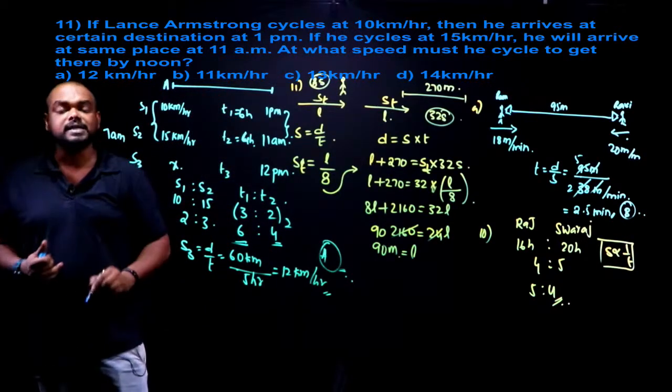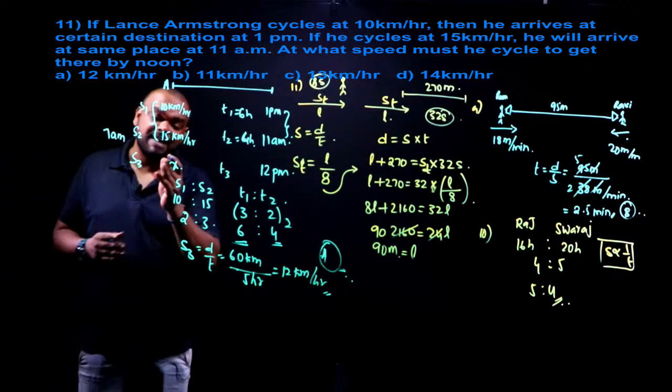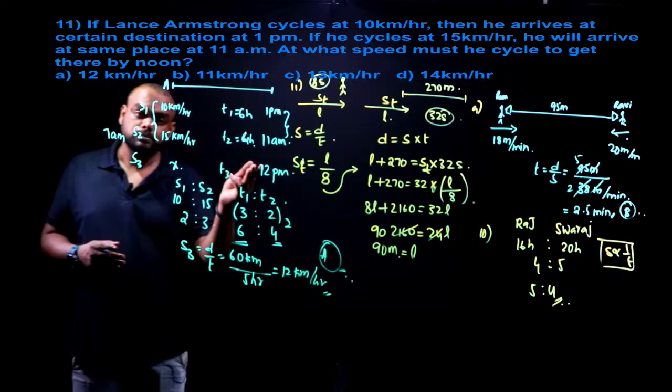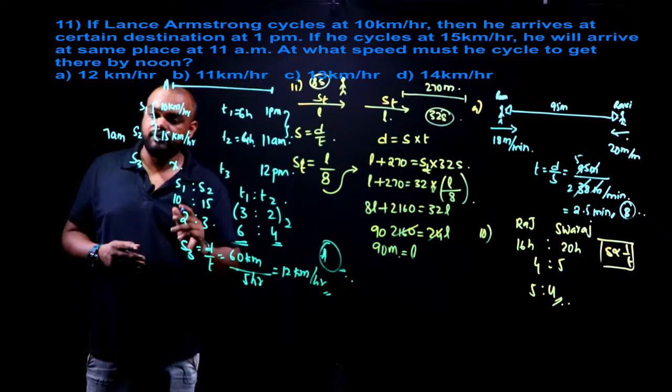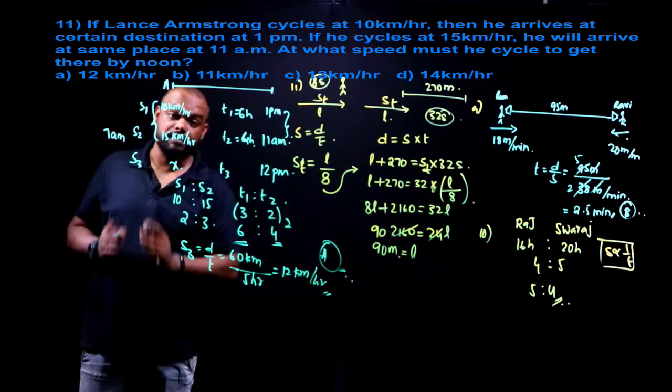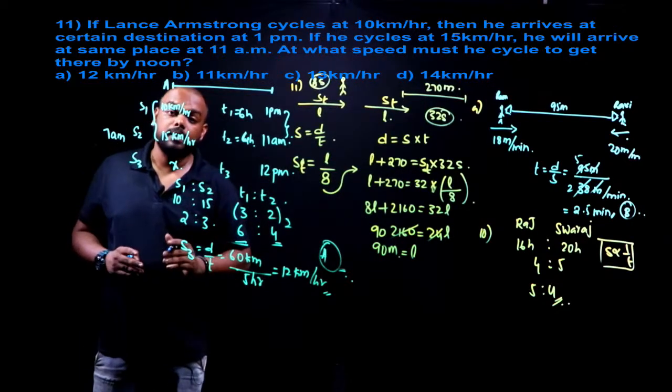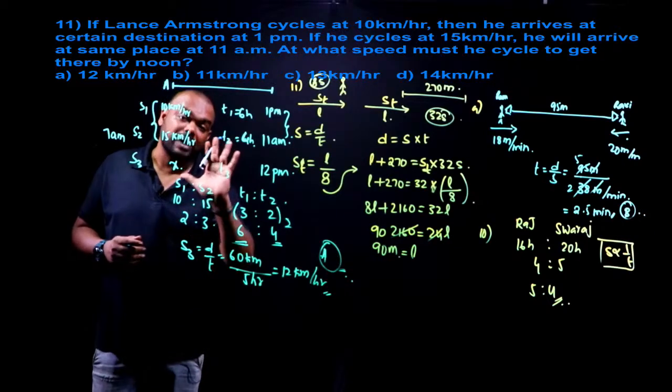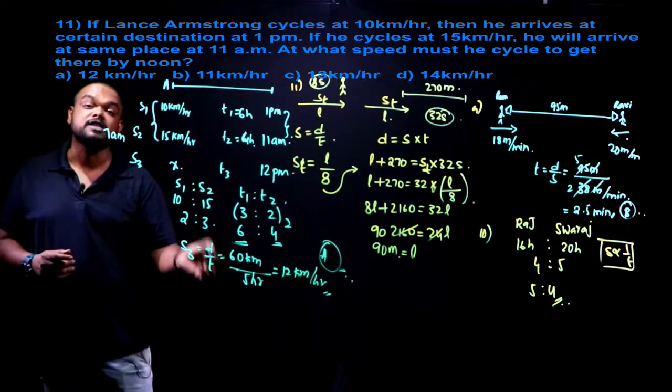But according to the question, he is asking at what speed he must travel in order to reach here by 12 p.m. Well, we know that now he is starting at 7 a.m. He has to reach by 12 p.m. It means he must travel for 5 hours. We need speed, and speed is distance by time taken.